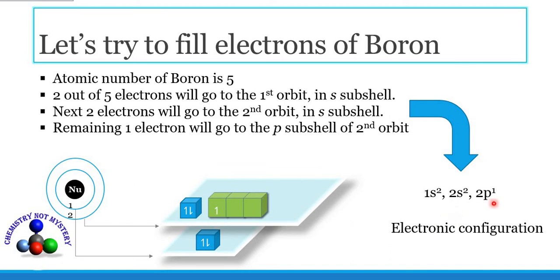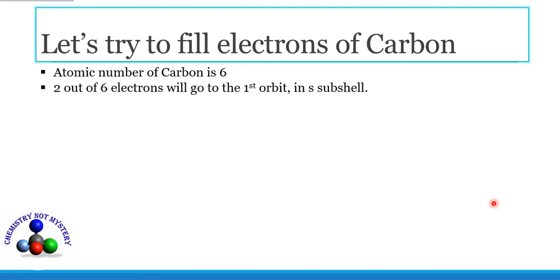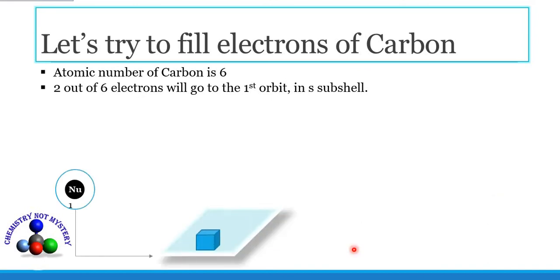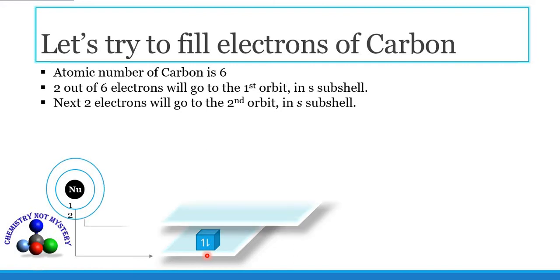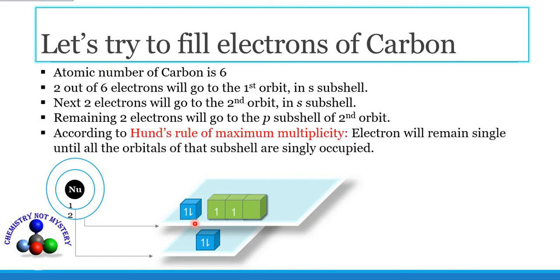I hope you understand till now. Now, with the example of carbon, I am going to introduce the second rule, that is Hund's rule of maximum multiplicity. The atomic number of carbon is 6. 2 out of 6 electrons will go to the first orbit in the S subshell. The next 2 electrons will go to the second orbit in the S subshell. The remaining 2 electrons will go to the P subshell of the second orbit.